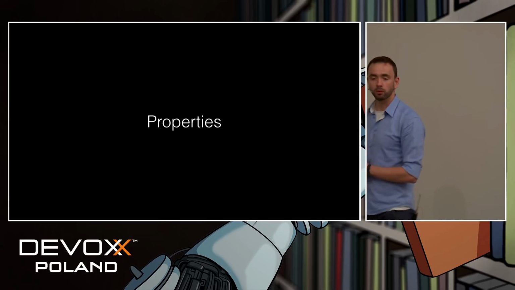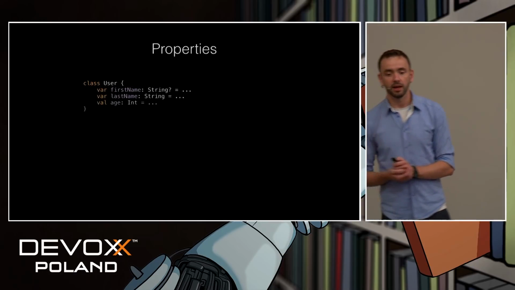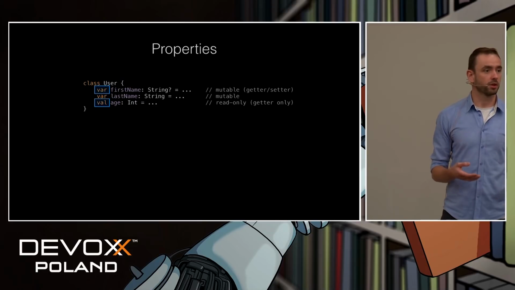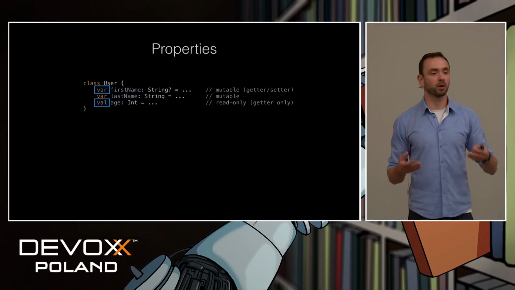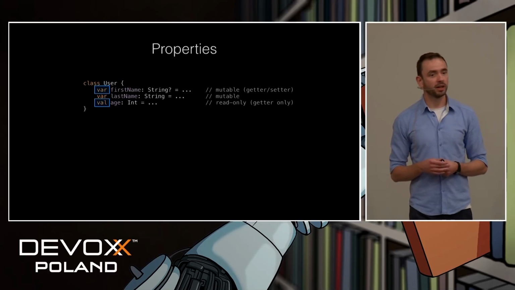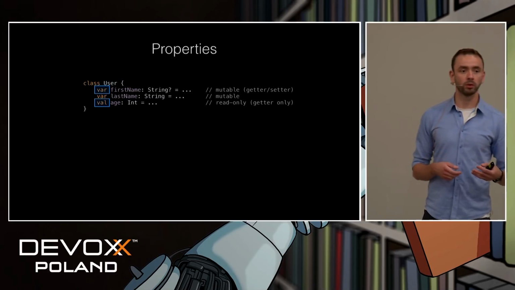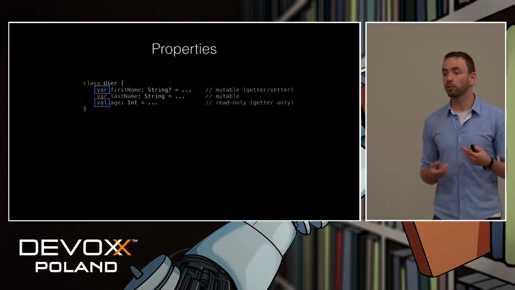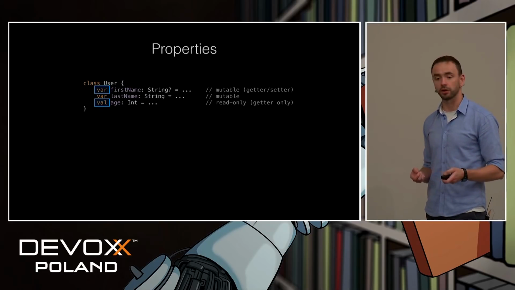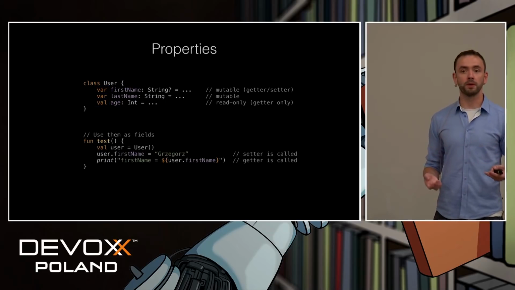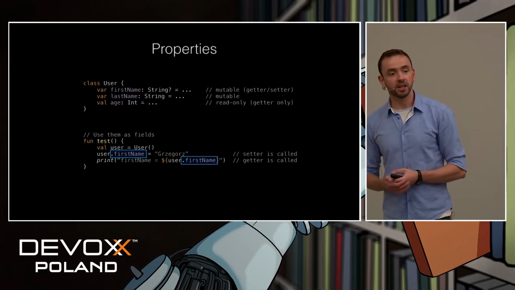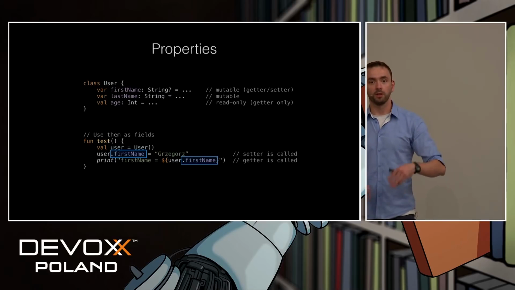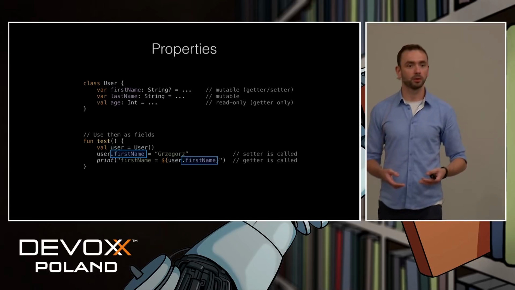Okay, so let's talk about those class properties. When we define a property, we can use the same 2 keywords which we used during variable definition. If we use var, our property will be mutable, so it would have getter and setter. But if we use val, our property will be read-only, so it will only have a getter. How do we use them? Well, just as if they were public fields. But under the hood, the proper getter or setter gets called.